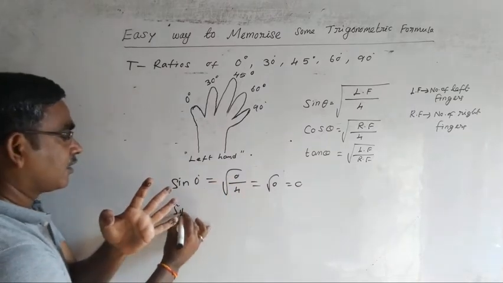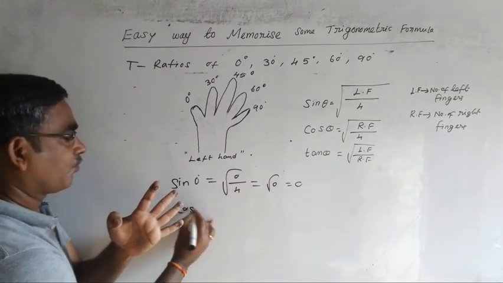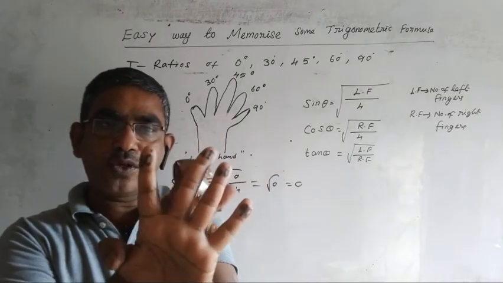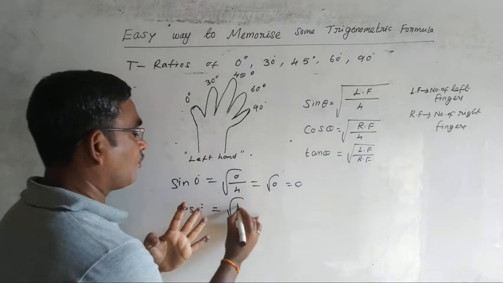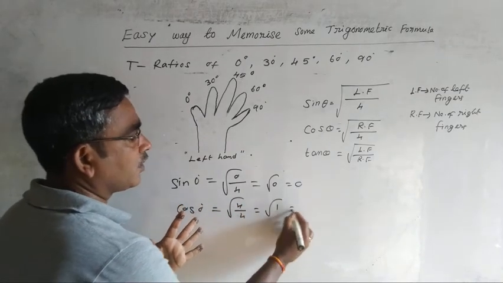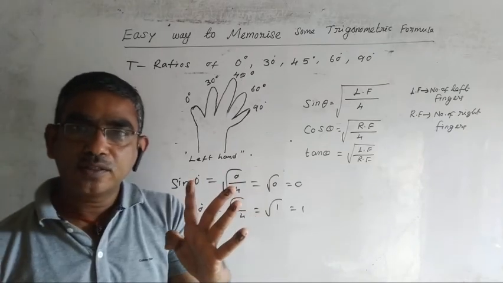And cos 0 becomes right finger by 4. Right finger is 4 fingers: 1, 2, 3, 4. So 4 by 4 is equal to square root of 1. 4 by 4 is 1, and square root of 1 is equal to 1. Then tan 0.